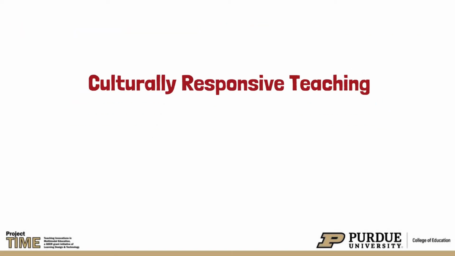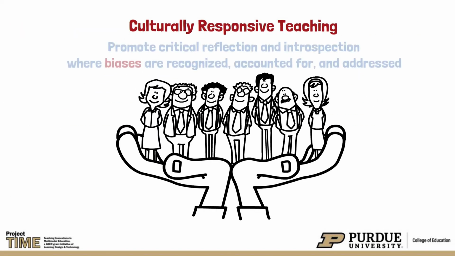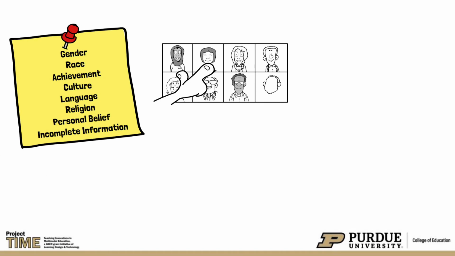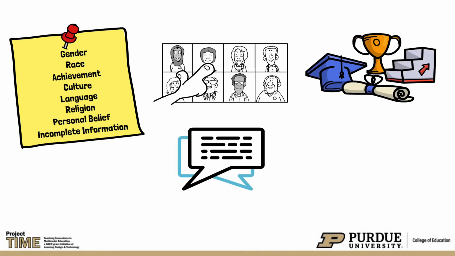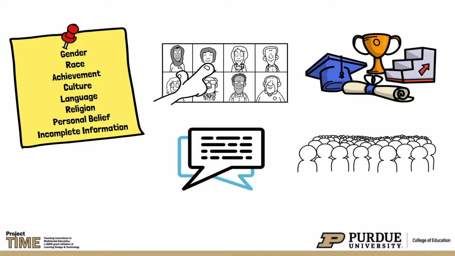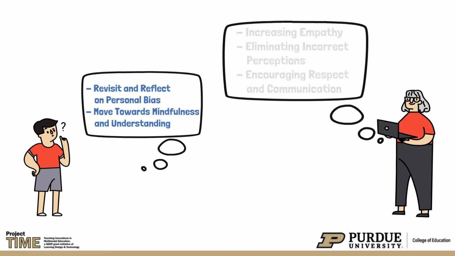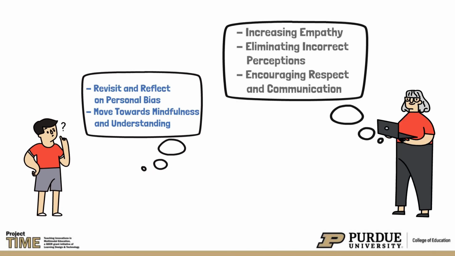Culturally responsive teaching also aims to promote critical reflection and introspection where biases are recognized, accounted for, and addressed. These biases may be based on gender, race, achievement, culture, language, religion, personal belief, and incomplete information about a person or situation. It is important to revisit and reflect on personal bias, intentionally moving towards mindfulness and understanding. Through this awareness, teachers can then work toward increasing empathy, eliminating incorrect perceptions, and encouraging respect and communication among all students in the classroom.